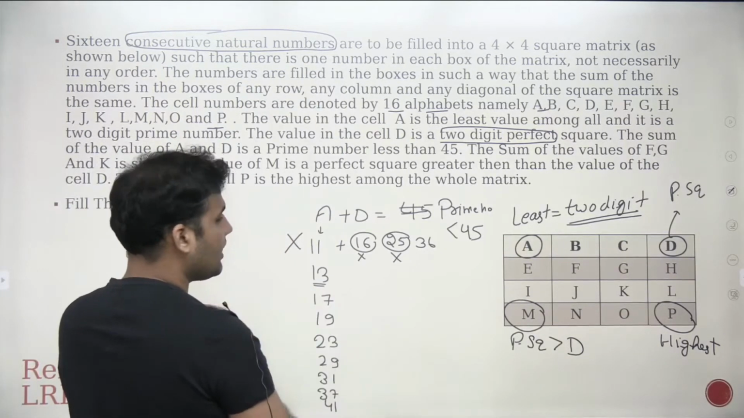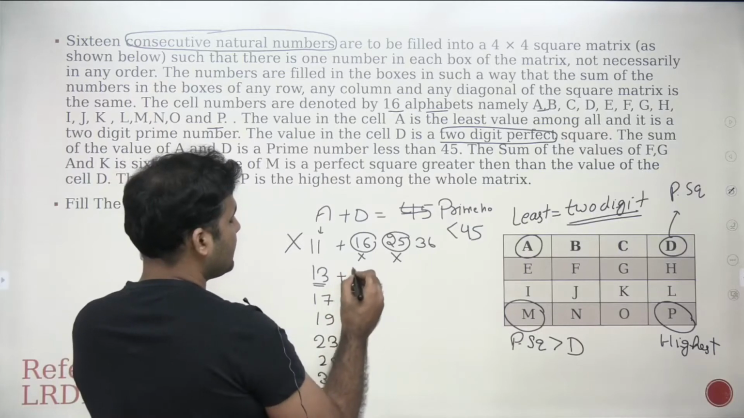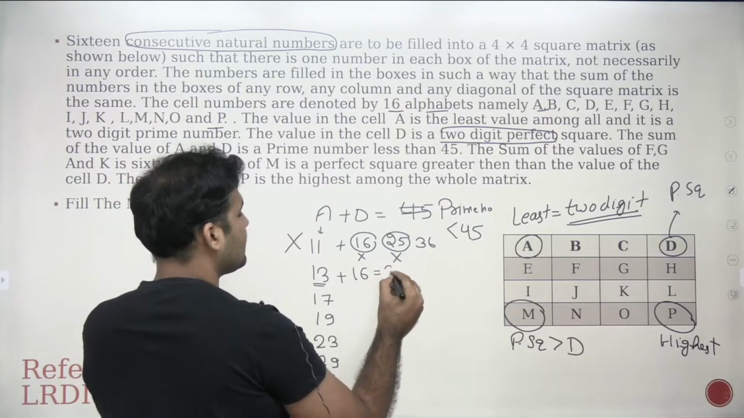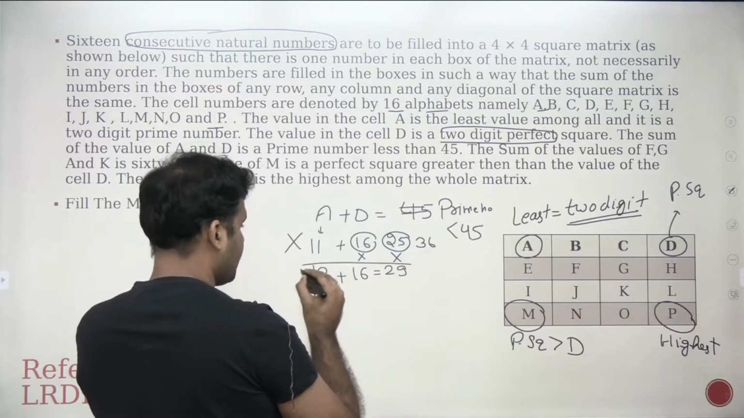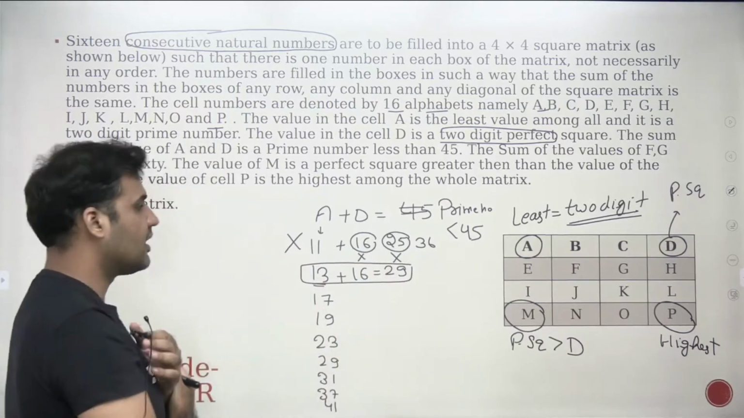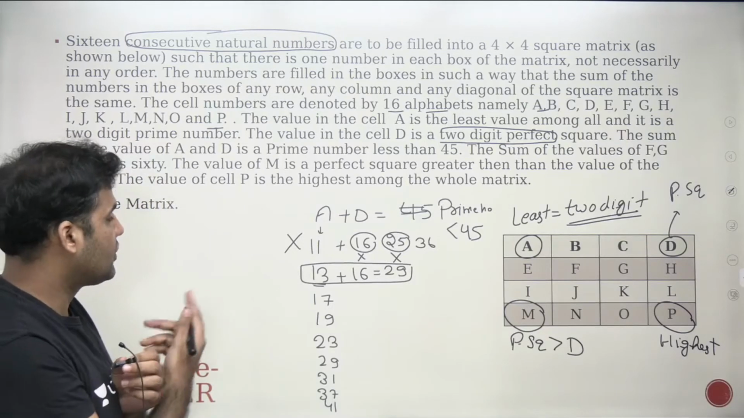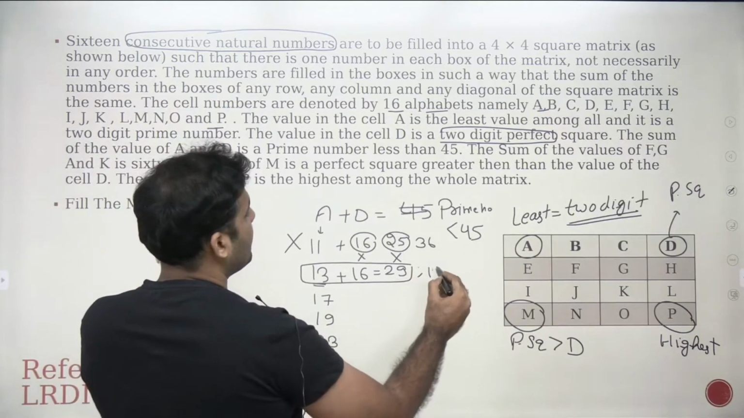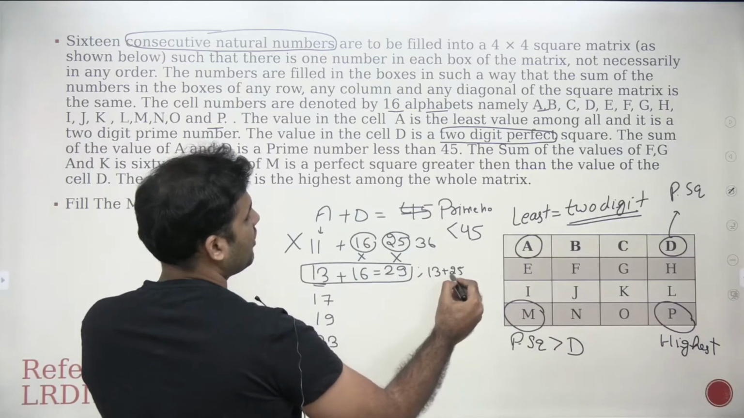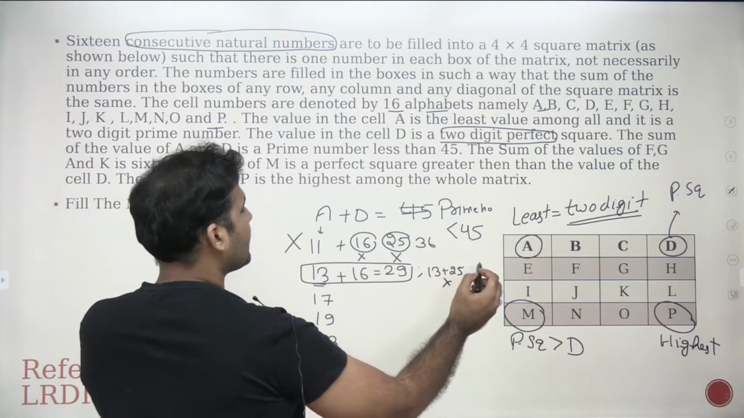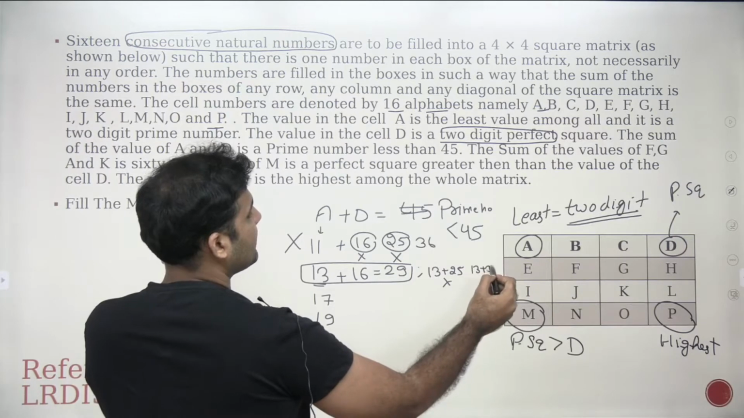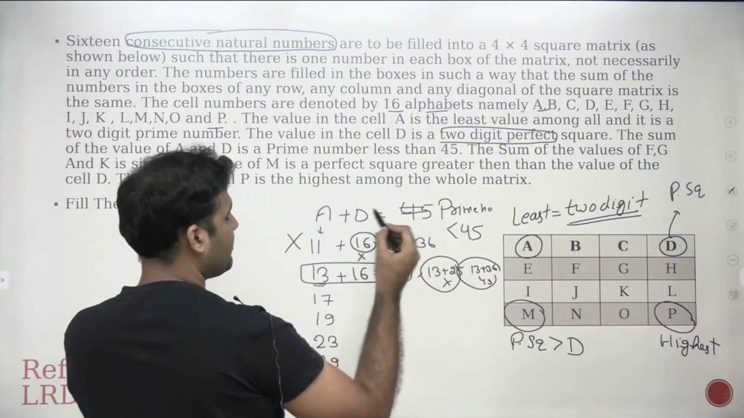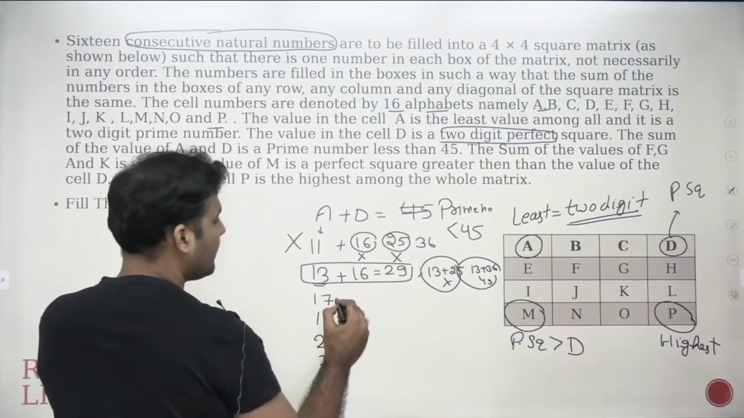Look at this case, 13. 13 plus 16 is 29. So you see that this is a valid case, right? But there can be multiple cases. 13 plus 16 is 29, which is a prime number. Any other possibility? Okay, 13 plus 25 is 38, not a prime number. 13 plus 36 is 49, again a value which is more than 45, so eliminated. This is also eliminated.